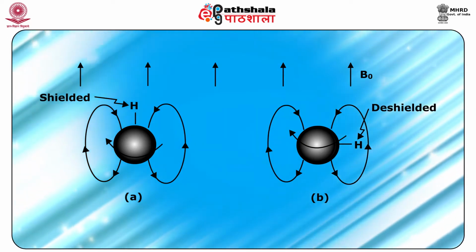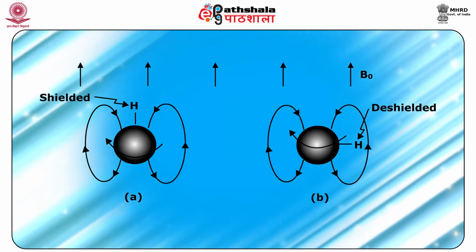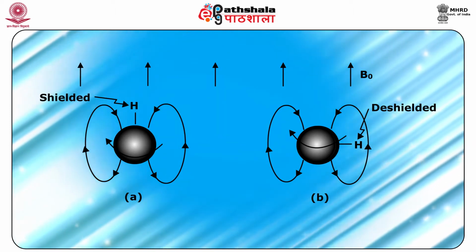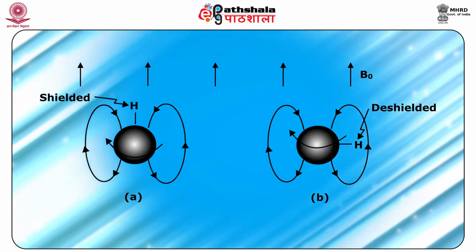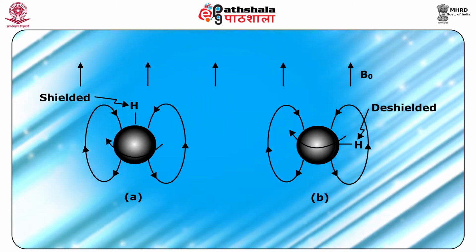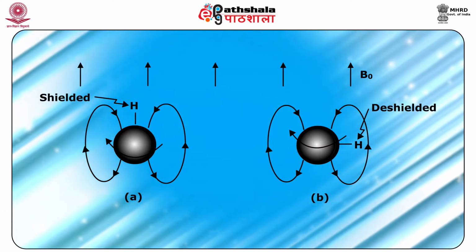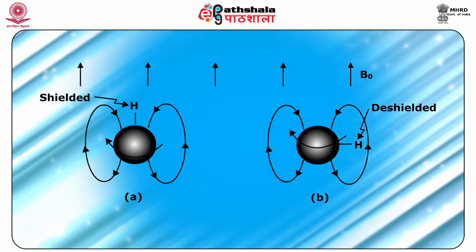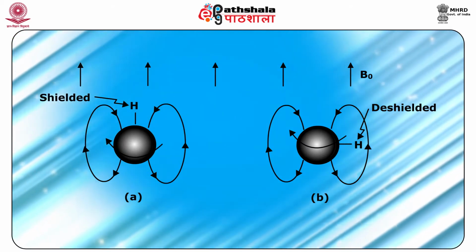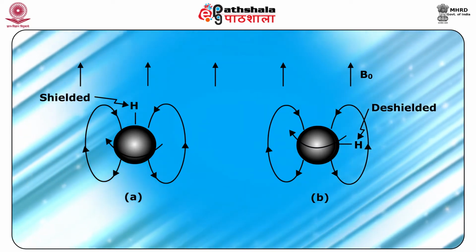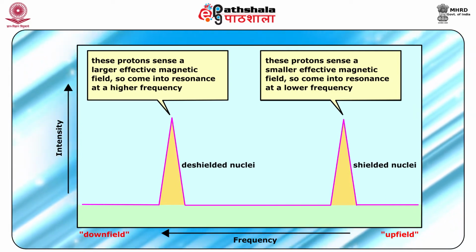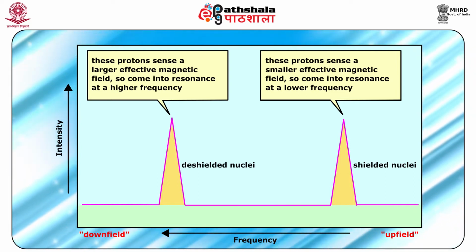On the other hand, if the induced magnetic field reinforces the applied magnetic field, the proton experiences a higher field strength. Such a proton is said to be de-shielded. This type of shielding is called paramagnetic shielding. This can be easily seen in the figure where you can see the de-shielded and the shielded proton. And you can also see the downfield and the upfield values of de-shielded and shielded nuclei.